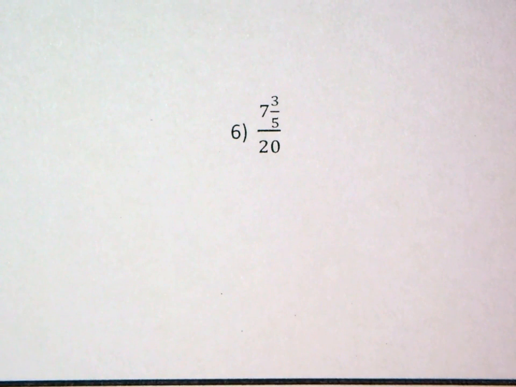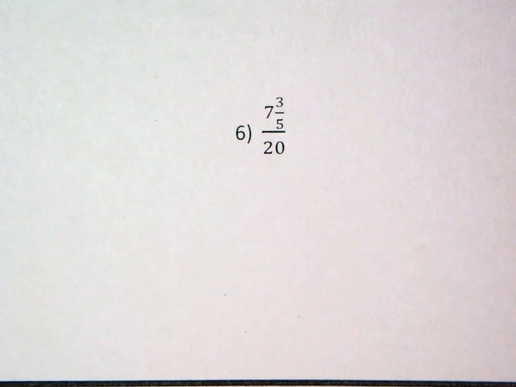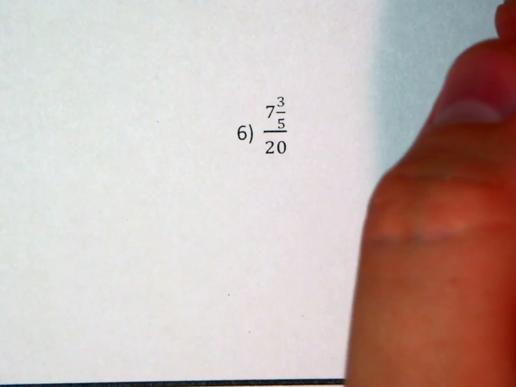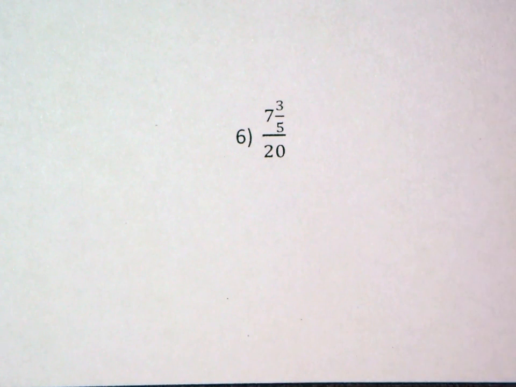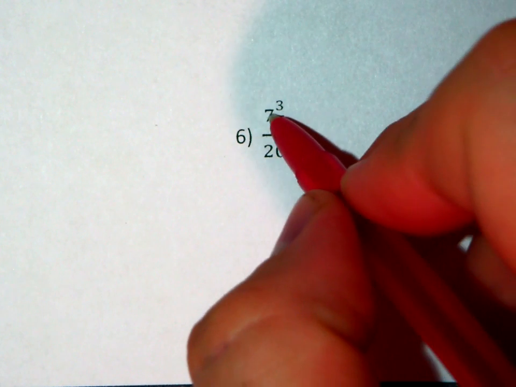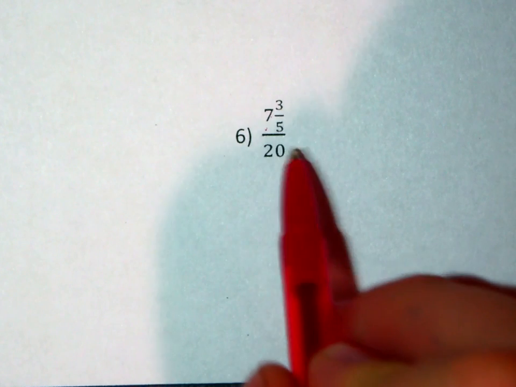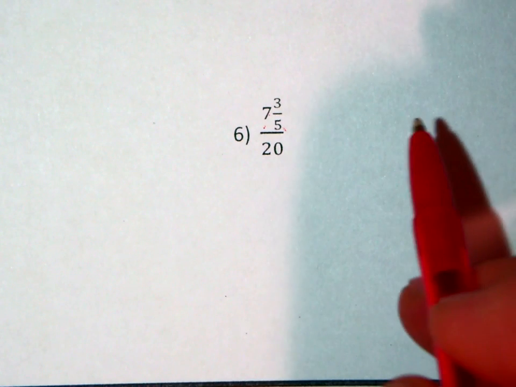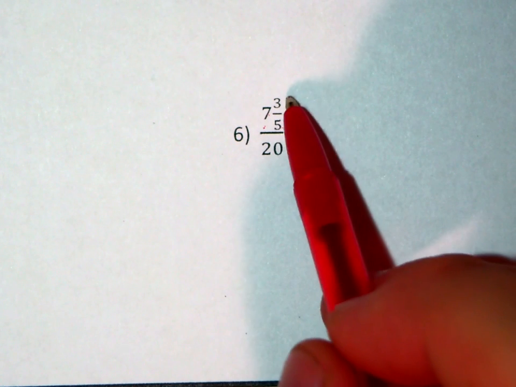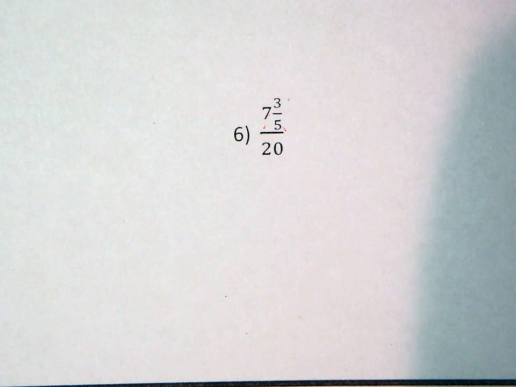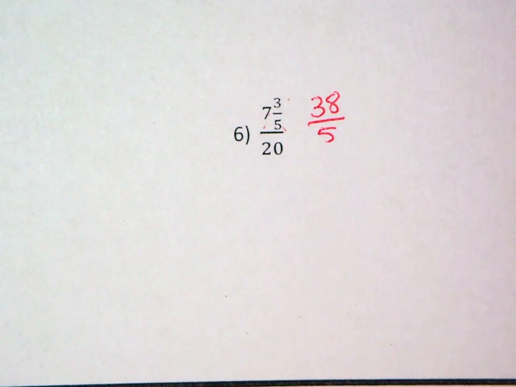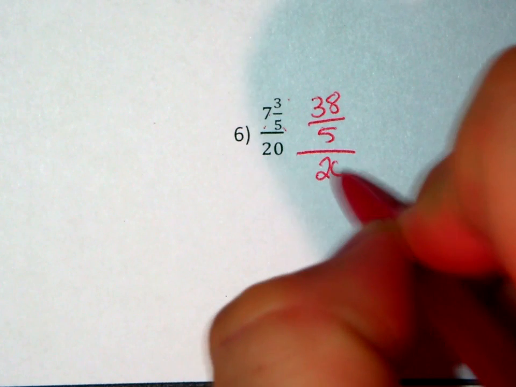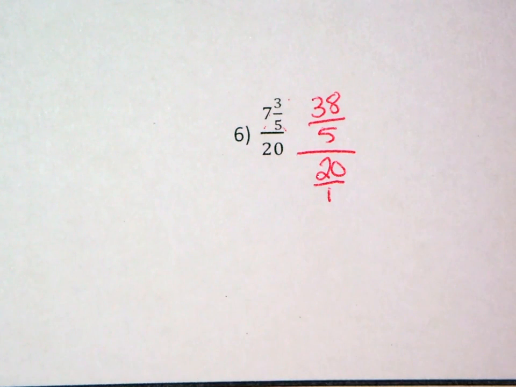All right, number 6, 7 3/5 now also is divided by 20. But the first thing we have to do, and that's the reason why I'm doing this problem, is change that 7 3/5 to an improper fraction. And we accomplish that by multiplying the whole number term in front of the fraction times the denominator. 7 times 5 is 35. We then add the 3 remainders in the numerator. Plus 3 would be 38 over 5 divided by 20, and again remember I like to go ahead and make it a fraction, 20 over 1.